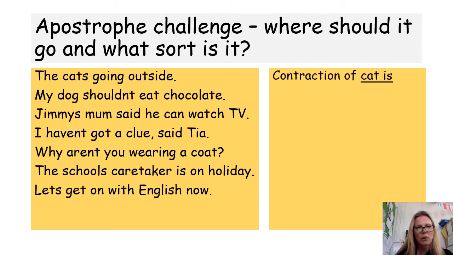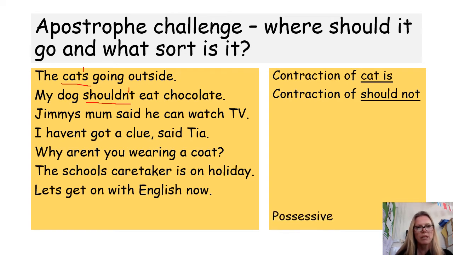Okay, so the first one is a contraction apostrophe. It's a contraction of cat is, so the apostrophe should be here. The next one is, my dog shouldn't eat chocolate. Well, shouldn't is a contraction of should not. The O is missing from not, so we put the apostrophe in there.